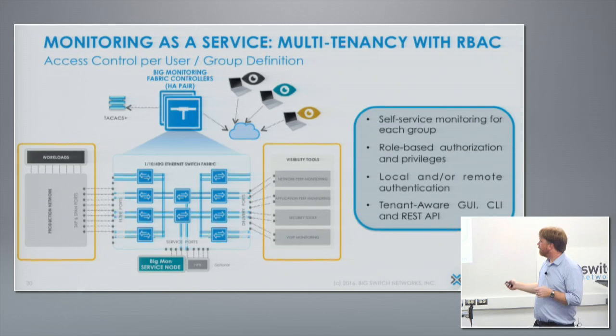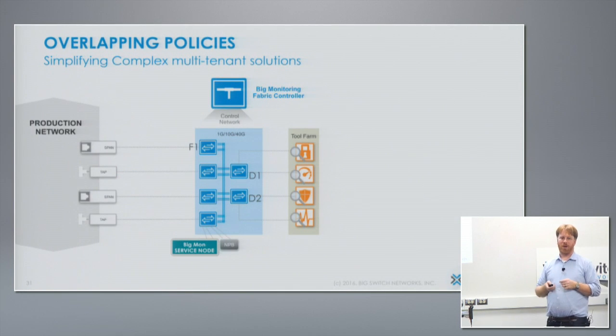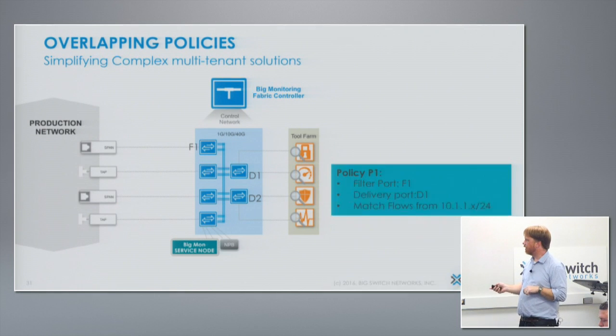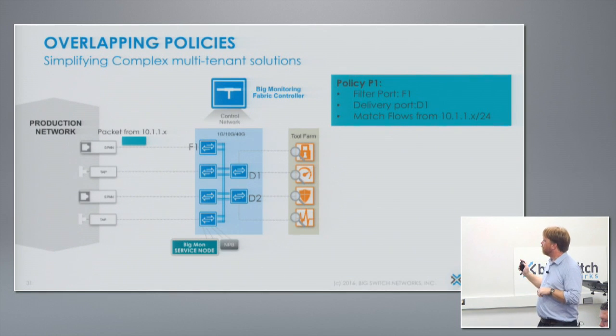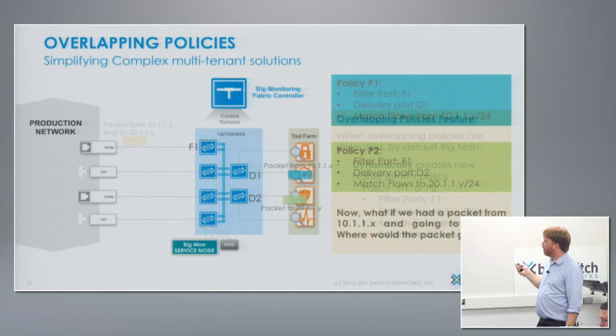The thing that falls out of here that gets to be an interesting problem is what do you do when you have overlapping policies? What do you do with the packets that the security team wants to see that the operations team also wants to see? Maybe one team is filtering on this packet, another team is filtering on this packet, no problem, there's no overlap. What do you do with the overlap?